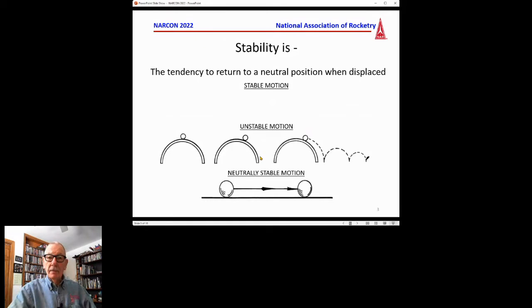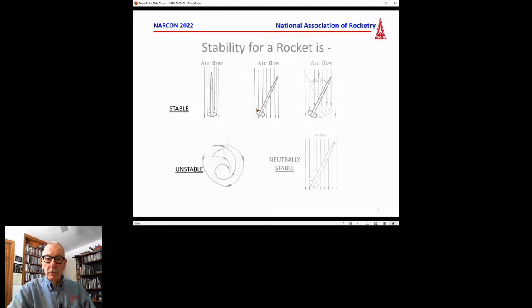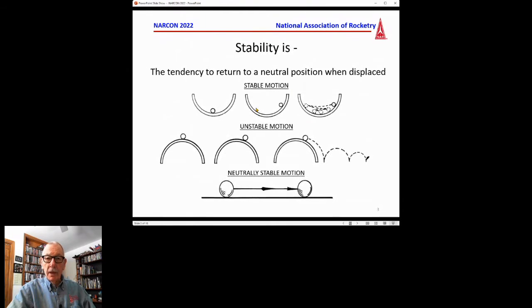And the stable motion in a bowl versus stable motion in an inverted bowl. And finally, the neutral stable motion. Again, this is good examples of what stability looks like, and something you could observe at home if you wish.